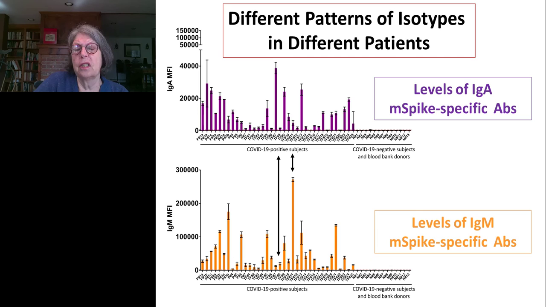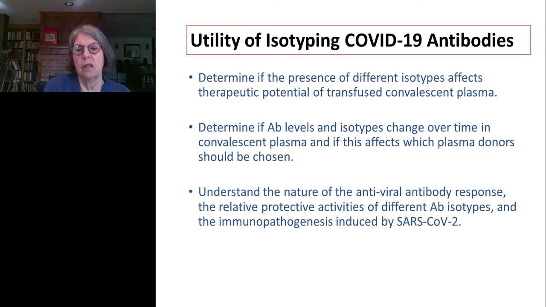And one of the things that is important to figure out is what accounts for these differences in responses. What is the utility of isotyping these antibodies? The first is to determine if the presence of different isotypes affects the therapeutic potential of transfused convalescent plasma. So right now, the convalescent plasma that's being transfused into severely ill patients is chosen on the basis of titer alone.